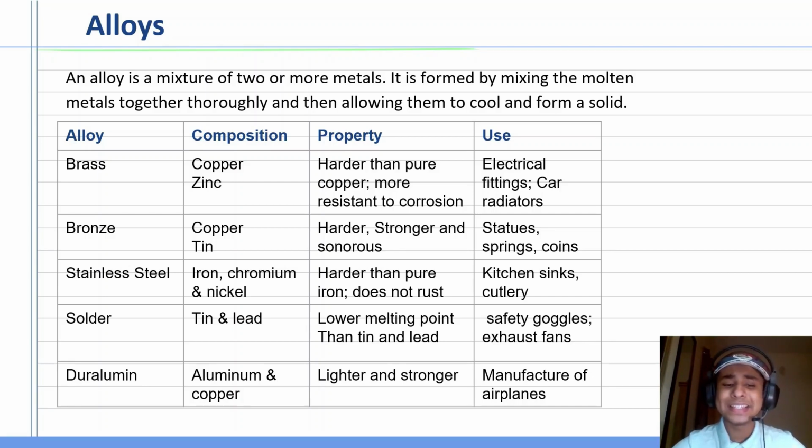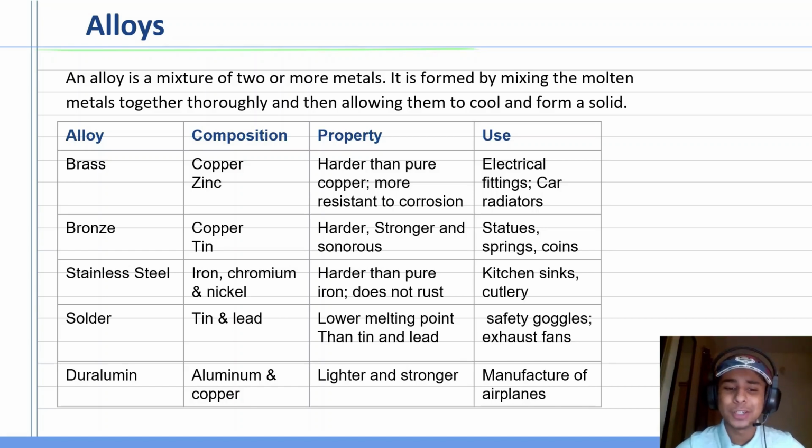Moving on to stainless steel. It is made up of iron, chromium, and nickel. It is harder than pure iron, and it does not rust. That is why it is very useful in making kitchen sinks and cutlery. Kitchen sinks come in contact with a lot of water, and cutleries as well, and that is why normal iron is not perfect for the use of it. That is why we mix other metals and make an alloy, which then helps in making kitchen sinks and cutleries.